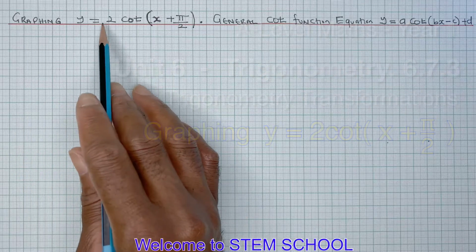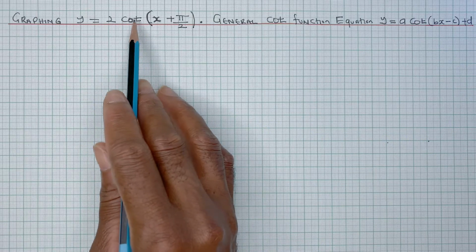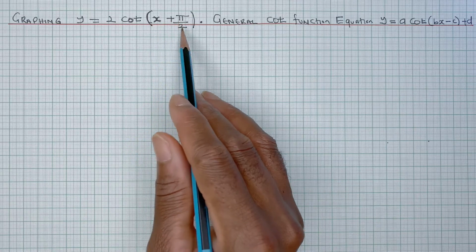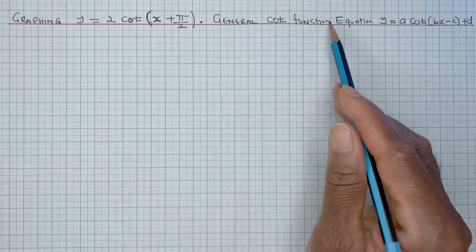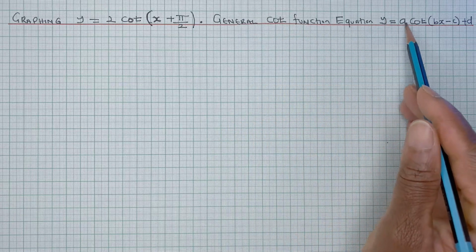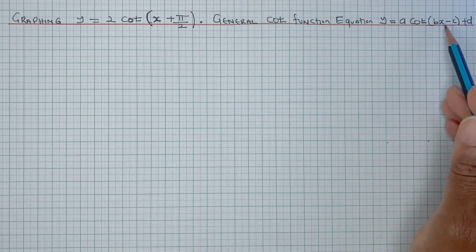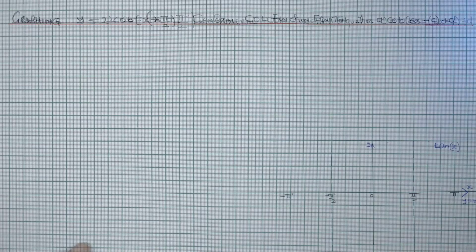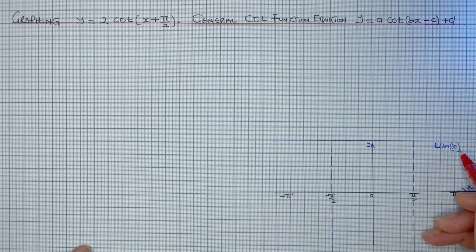Graphing y equals 2 cotangent, open bracket x plus pi over 2 close bracket. The general cotangent function equation is y equals a cotangent, open bracket bx minus c close bracket plus d. Okay, so I'm going to sketch a tangent function first. y equals tan x.